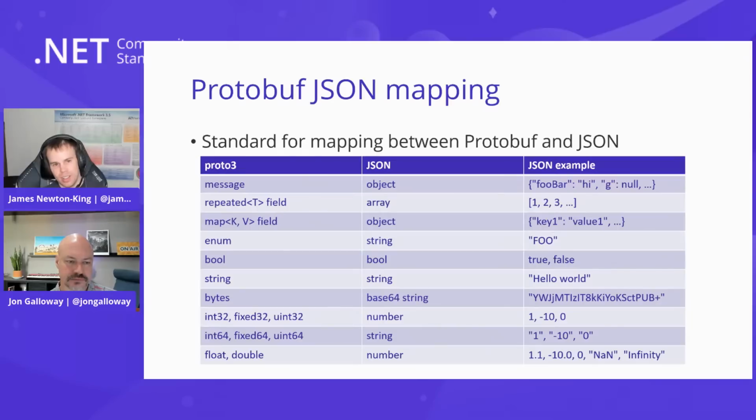The one exception, which you might see in this list, second from the bottom, is 64-bit numbers. The Protobuf spec says those should be serialized as strings.